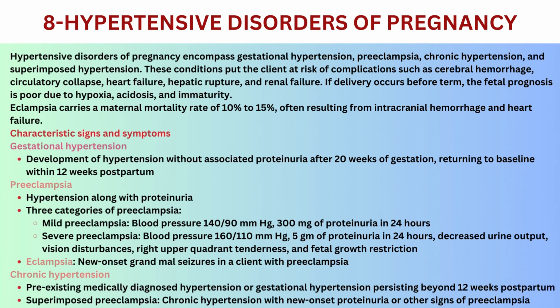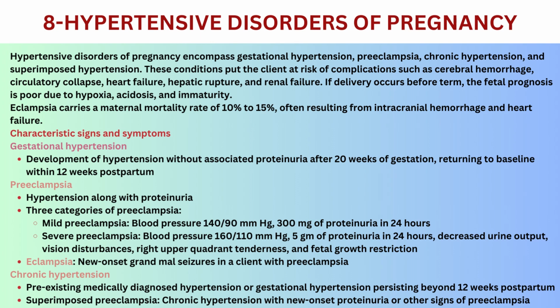Hypertensive disorders of pregnancy encompass gestational hypertension, preeclampsia, chronic hypertension, and superimposed hypertension. These conditions put the client at risk of complications such as cerebral hemorrhage, circulatory collapse, heart failure, hepatic rupture, and renal failure. If delivery occurs before term, the fetal prognosis is poor due to hypoxia, acidosis, and immaturity. Eclampsia carries a maternal mortality rate of 10% to 15%, often resulting from intracranial hemorrhage and heart failure.